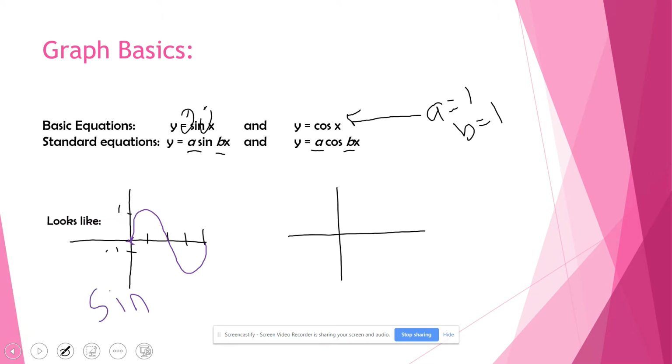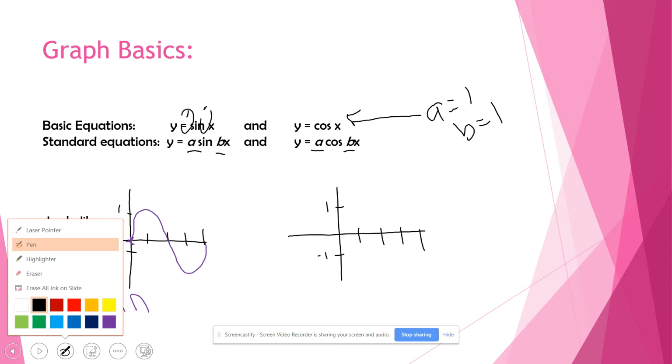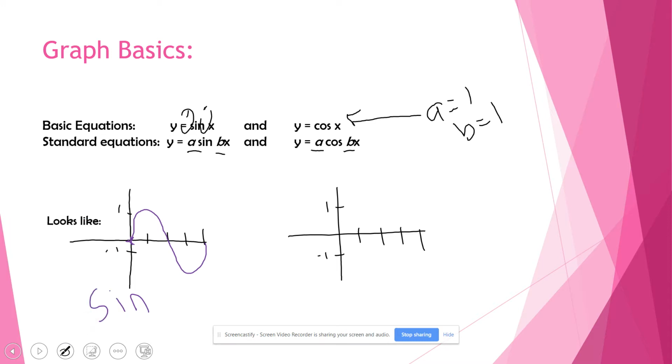For cosine, cosine starts at a y value other than 0. And we'll talk about what that is in a little bit. So I'm going to start up here. And then they go like this and kind of look like a fancy V or a fancy U. And this is cosine.